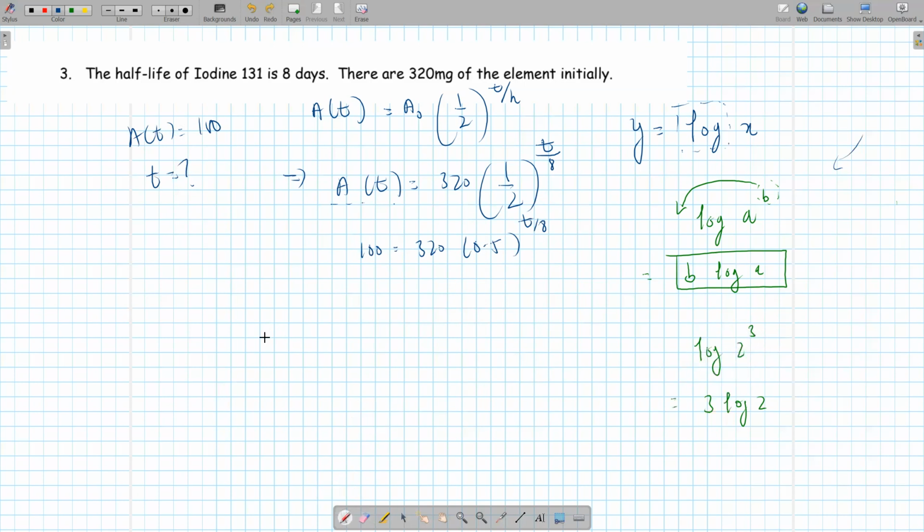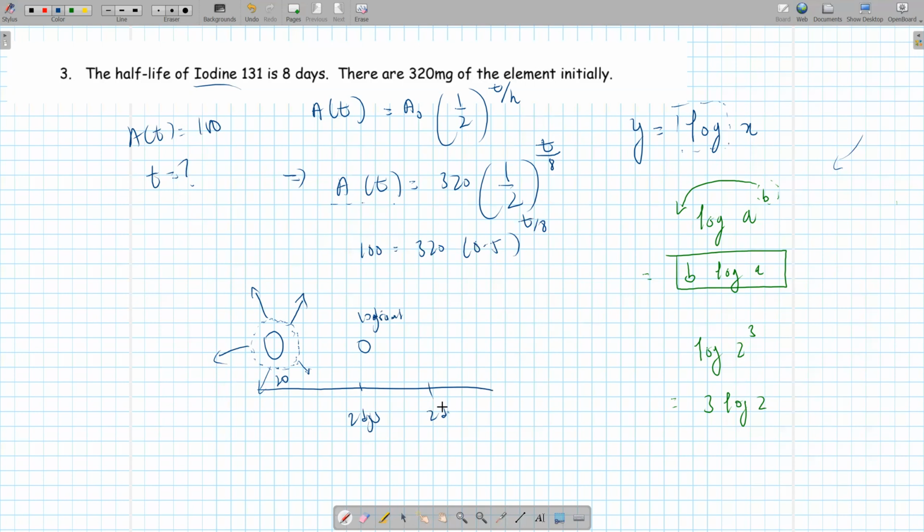Let's say you have some metal, anything that's radioactive, like uranium. Over time, it loses its mass. It's going to release radiation and lose its mass. So let's say it started off with 20 grams, and it took 2 days to get to 10 grams. That means its half-life is 2 days.